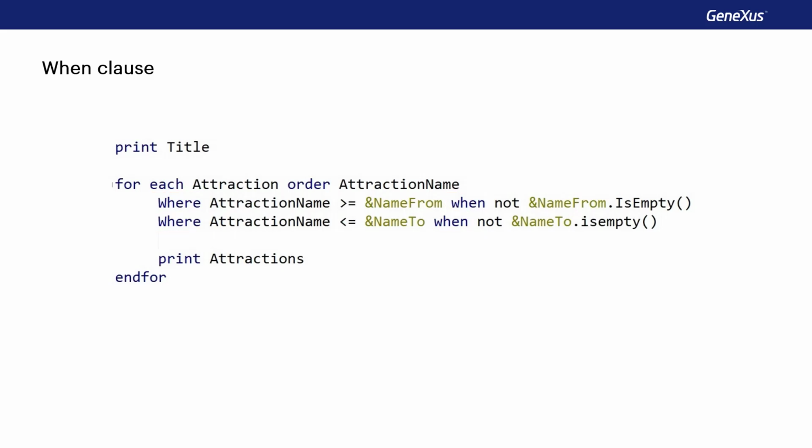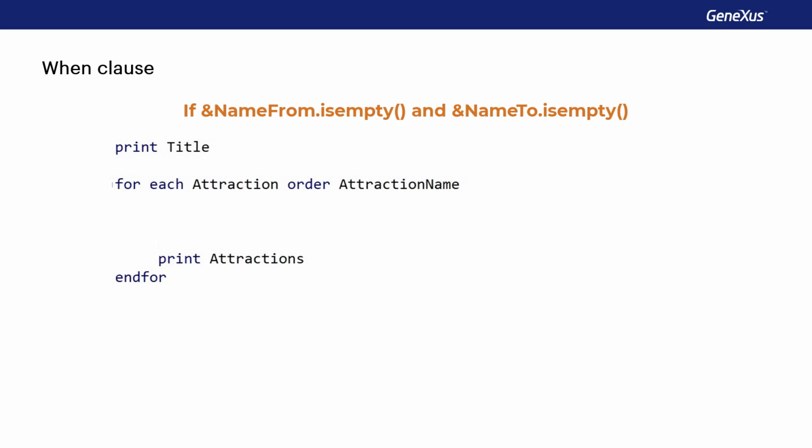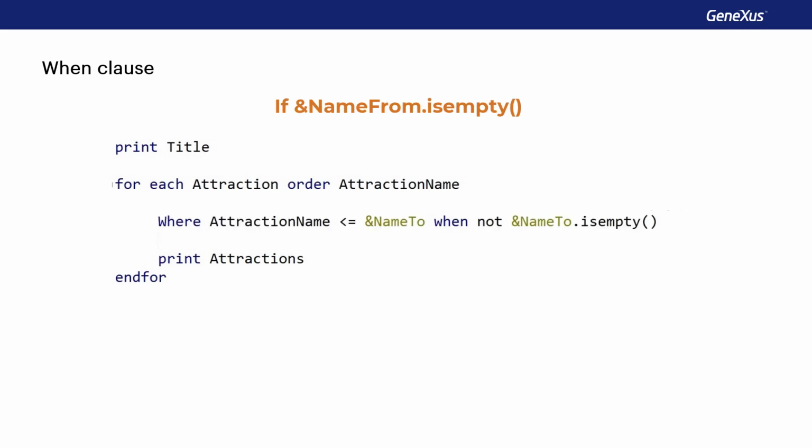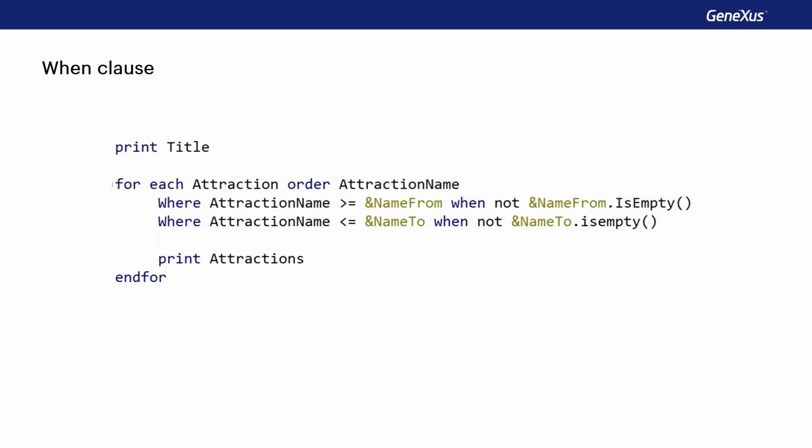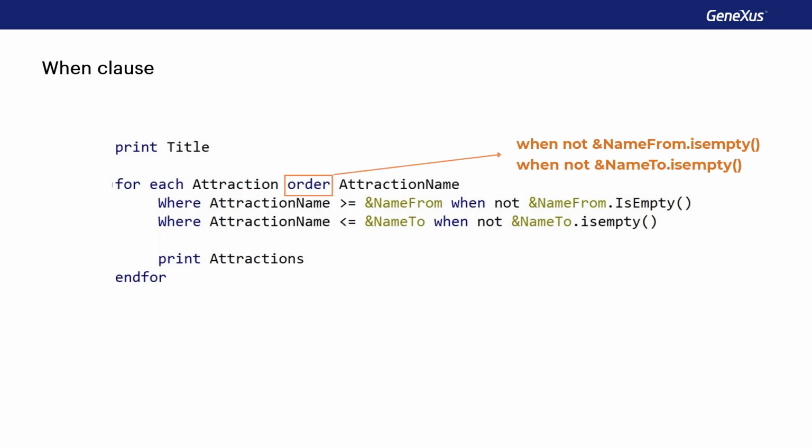In this way, at runtime, when we leave both variables empty, none of the where clauses will be applied, so all the attractions of the table will be listed. If the name from variable is empty, but name to is not, the first where clause will not be applied, but the second one will be. So all attractions whose name is lower than or equal to name to will be listed. In the same way, you can set conditions for applying an order or not. In fact, a series of conditional orders can be specified in order to choose the first one whose condition is met.